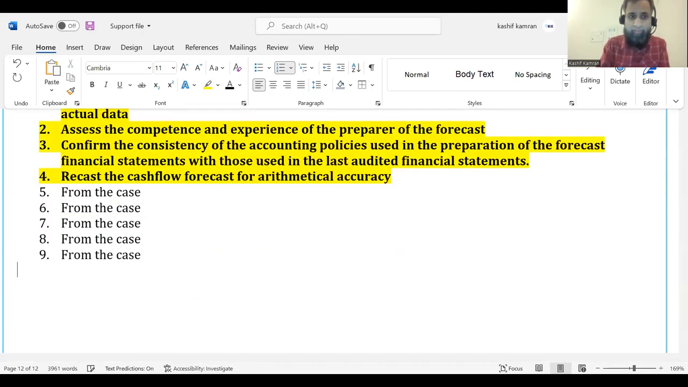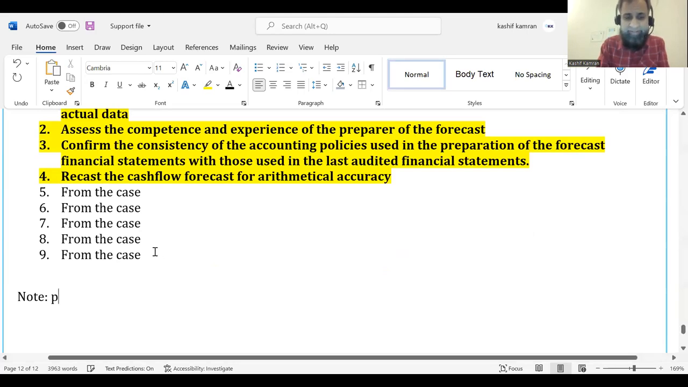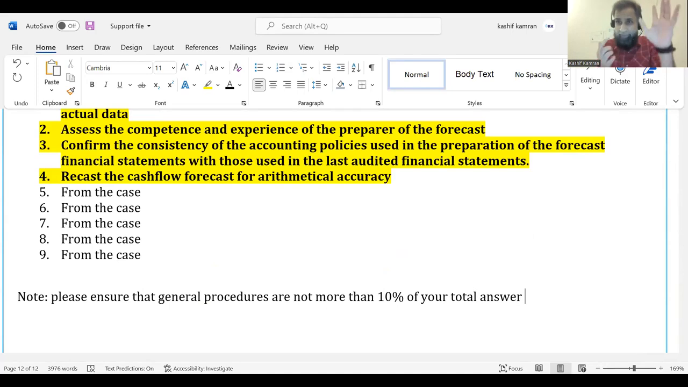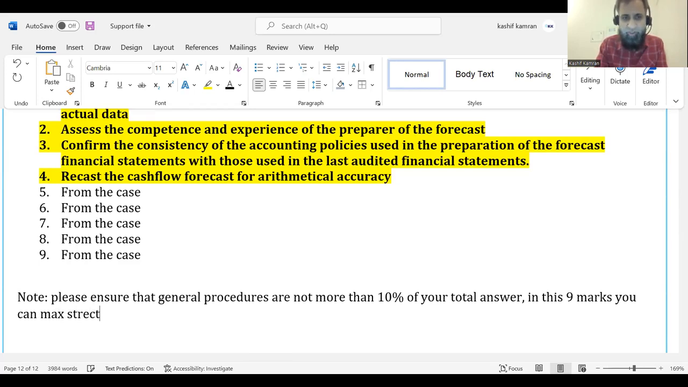But what is the note number here? The note is, please ensure that journal procedures are not more than 10% of your total answer. 10%, not even 13, 10% of your total answer. In this 9 marks, you can maximum stretch to 2. You can maximum stretch to 2 journal procedures only.